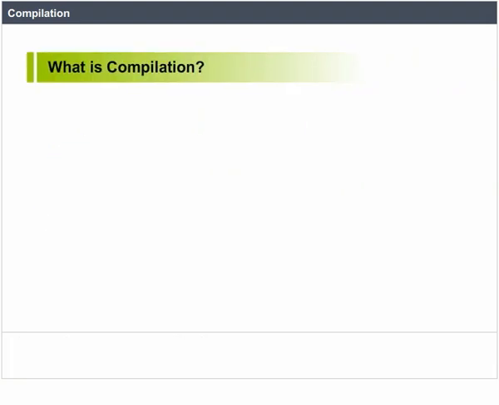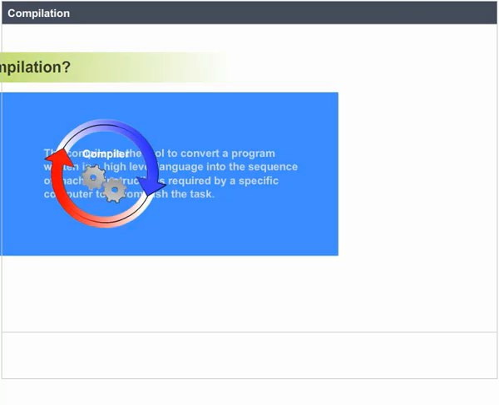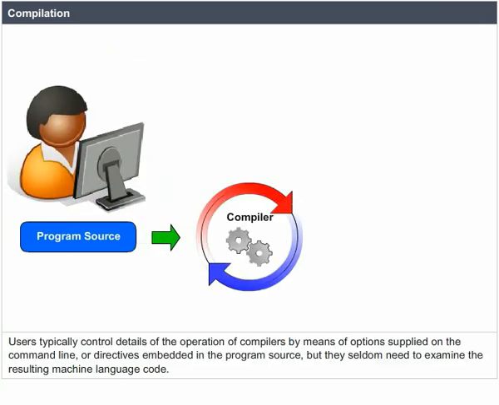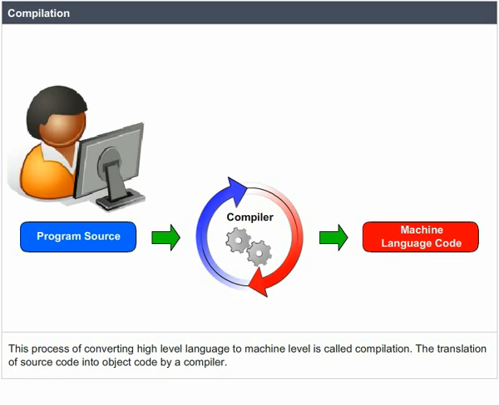What is compilation? The compiler is the tool to convert a program written in a high-level language into the sequence of machine instructions required by a specific computer to accomplish the task. Users typically control details of the operation of compilers by means of options supplied on the command line or directives embedded in the program source, but they seldom need to examine the resulting machine language code. This process of converting high-level language to machine level is called compilation. The translation of source code into object code by a compiler.